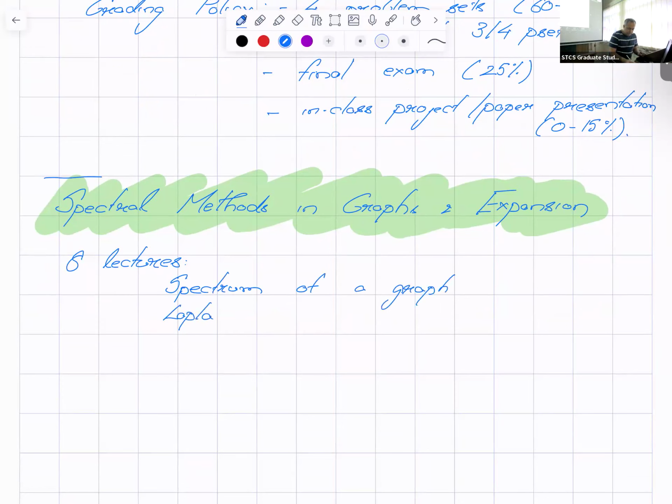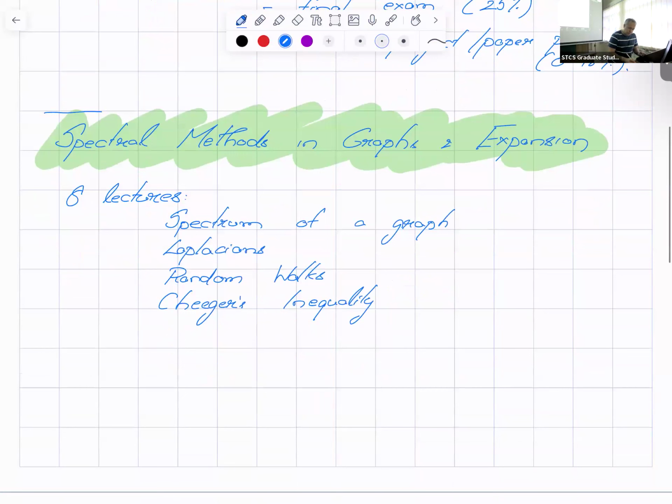Laplacians, understand random walks on graphs, Cheeger's inequality. Let's see a full proof of Cheeger's inequality. The expander mixing lemma.